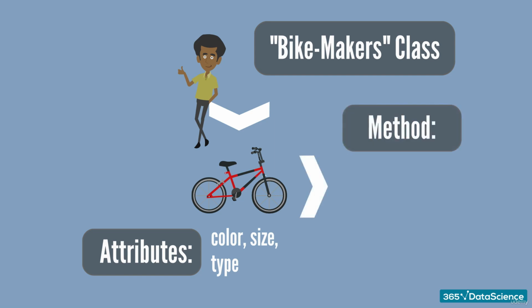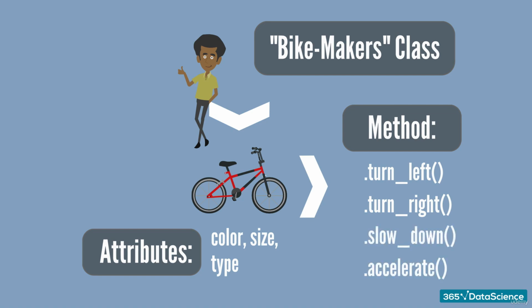A method is something different. It is a consequential logic sequence that can be applied to the object. It could be an operation like turn left, turn right, slow down, or accelerate. These actions can be applied to the object, but it is important that, while programming, the focus is on the object and not the action, as it is in other types of programming.